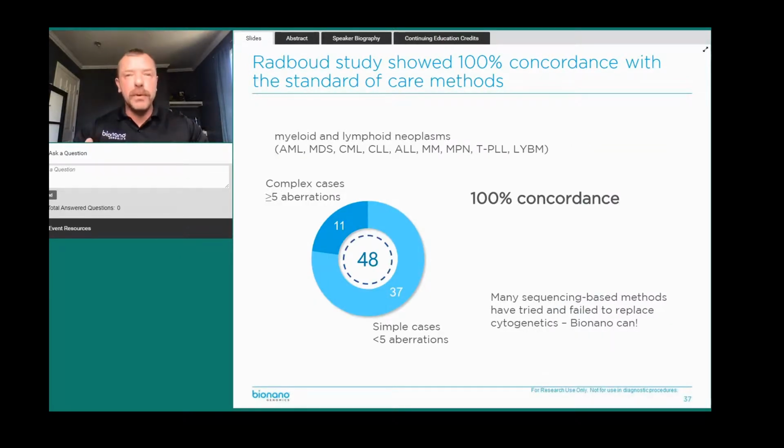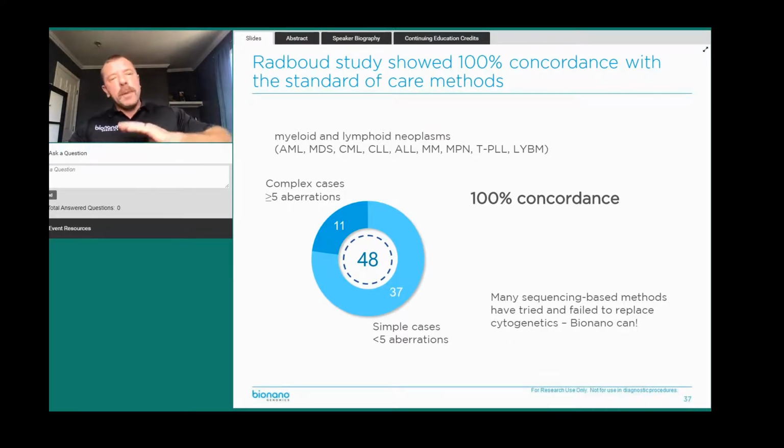So in this study, they compared Bionano against all of these methods combined in 48 samples and amazingly found 100% concordance, meaning that in all 48 samples, Bionano picked up all the clinically reported structural variants from karyotype, FISH and array combined. That is just incredible, and many sequencing-based methods have tried to do this and failed to replace cytogenetics. We are the first technology that can actually do that.